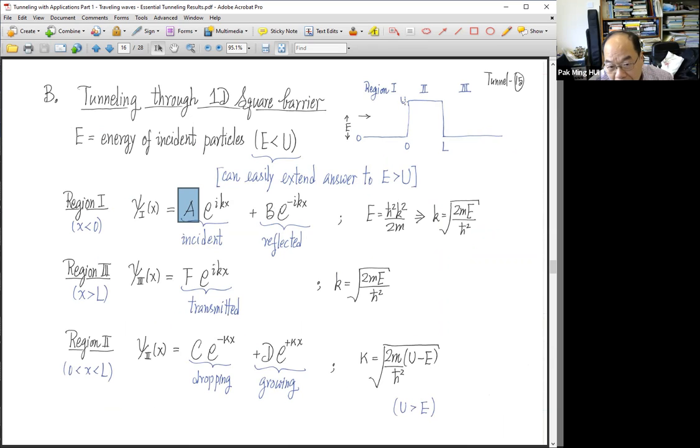Now you have 2 boundaries here and there. Each boundary has 2 boundary conditions: the wave function being continuous and the slope of the wave function being continuous. Thereby, you do the accounting, you have 4 equations, you have 4 ratios. It can be done, okay?